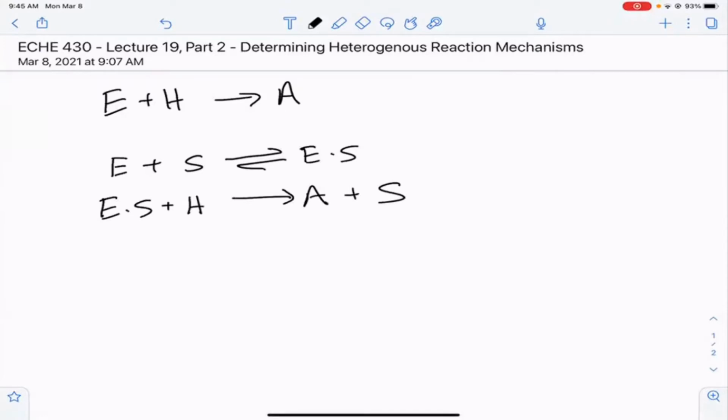And so this is my proposed reaction mechanism based on the information that we're given. And then of course, the second step here is the rate determining step. So if that's the case, our rate of reaction, and this is K1 and this is K2, is simply going to be equal to minus K2 times the concentration of E on the surface times the pressure of hydrogen.